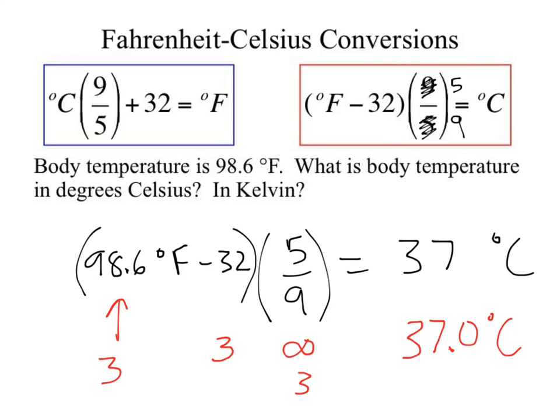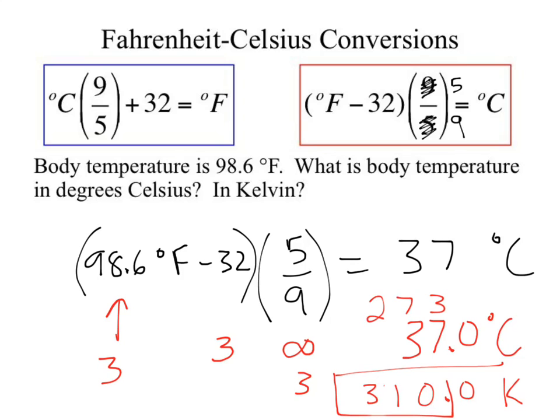How do we convert to Kelvin? We can add our 273.15 to that number, because I told you only have to memorize the 273. Our answer comes out at 310. We carry all our numbers down, 0. Kelvin, how many sig figs are we allowed to carry? 3. Our answer, 310 Kelvin. Get rid of the last 0.